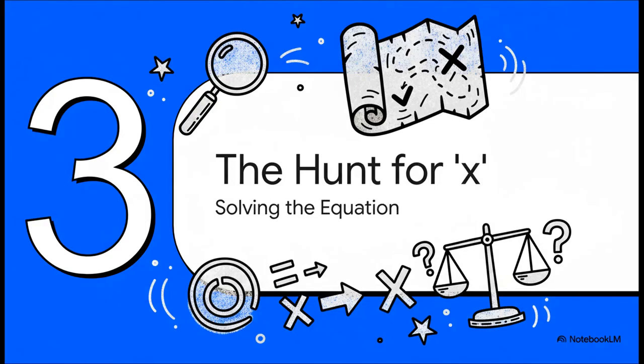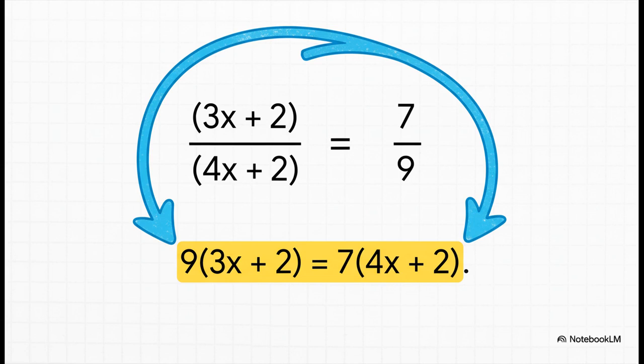All right, let the hunt for x begin. This is the fun part. We just need to do a little bit of algebra to get that x all by itself. First up, cross multiplication. You just multiply the top of one side by the bottom of the other. So that gives us 9 times the quantity 3x plus 2 on one side and 7 times the quantity 4x plus 2 on the other.